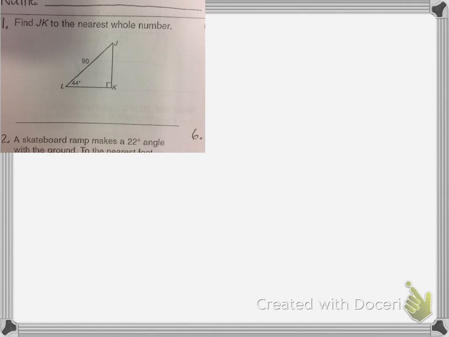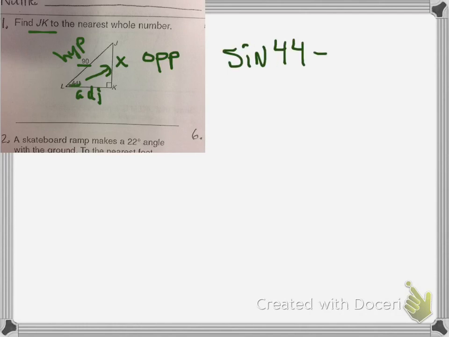So when you look at number 1, you see you've got 44 degrees, 90, and they want you to find JK. JK is your missing side, so that's x, which is the opposite of the 44 degrees. The 90 is the hypotenuse, and you can see there's an adjacent. So if I set this up, it would be sine, because I'm dealing with opposite and hypotenuse: sine 44 is equal to x over 90.